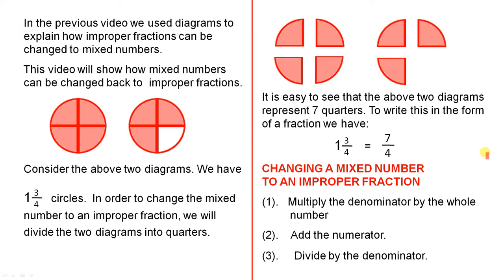Changing a mixed number to an improper fraction. Now this is what you do without using a diagram. Number 1, multiply the denominator by the whole number. Number 2, add the numerator to that answer. And number 3, divide by the denominator. So let's see some examples on the next few slides.